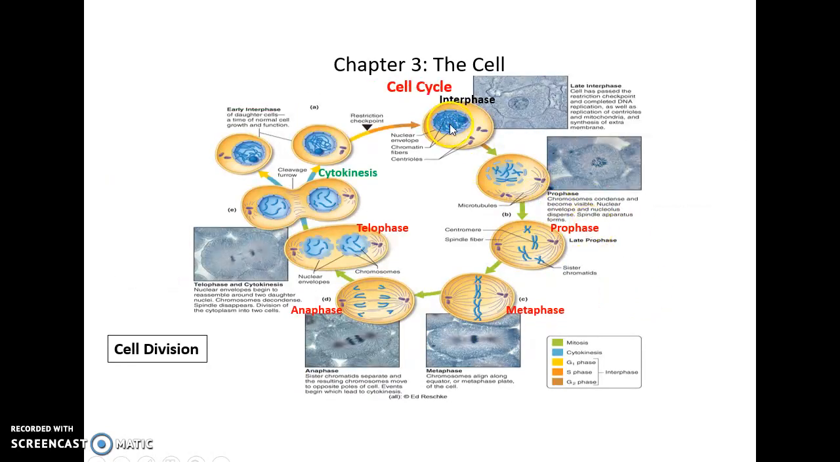So here's the cell cycle. Interphase, eventually leading to prophase. Chromosomes form. Metaphase, they line up. Anaphase, they get ripped apart. Telophase, two new cells forming with two new nuclei, and it all can go over and over again.